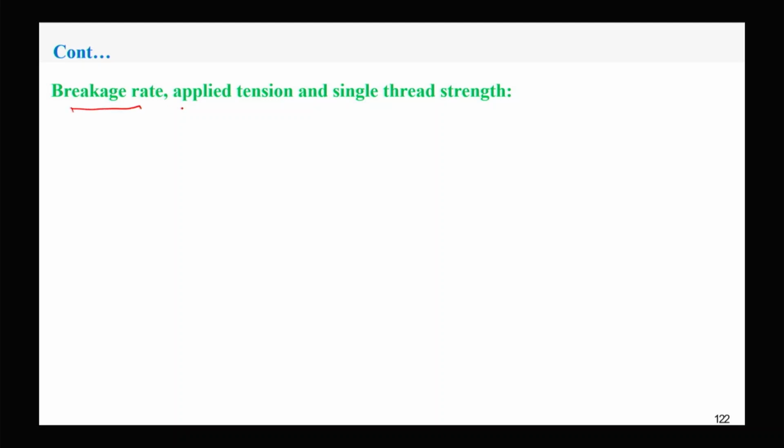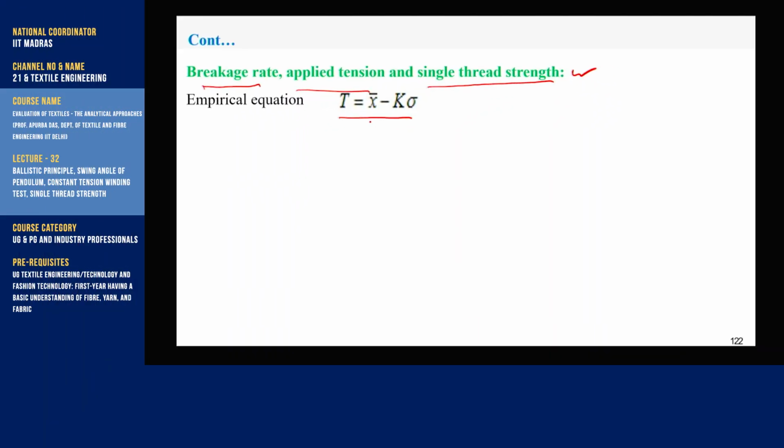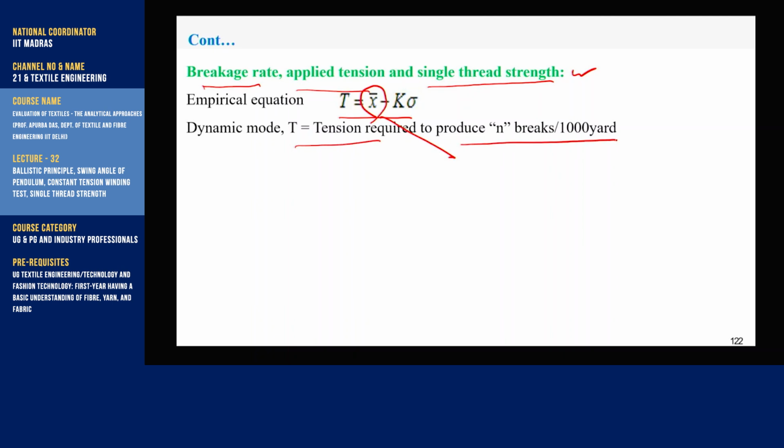So breakage rate, applied tension, and single yarn strength. The empirical equation is this: the static single thread test, that is the quasi-static tensile testing, and this is the mean tensile strength, x bar. T is the tension required to produce n breakages per 1000 yard.